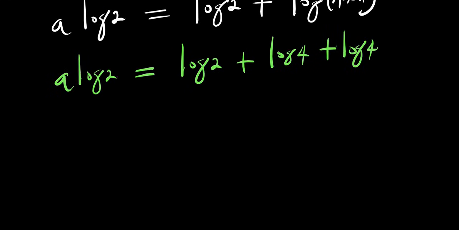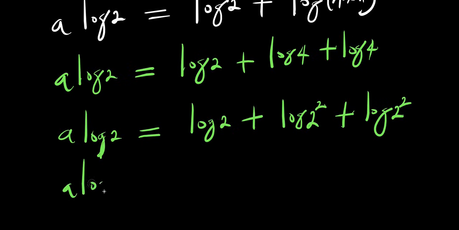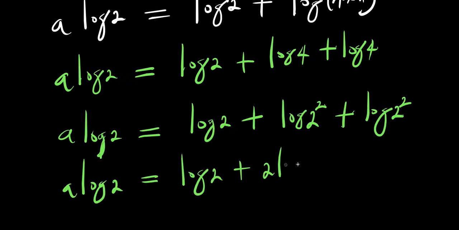So from here, we have a log 2 equals log 2 plus log 4, which is the same thing as writing log 2 power 2, plus this is the same thing as writing log 2 power 2 as well. And don't forget the fact that log a power b is the same as b times log a. So we have a log 2 equals log 2 plus 2 times log 2 plus 2 times log 2.